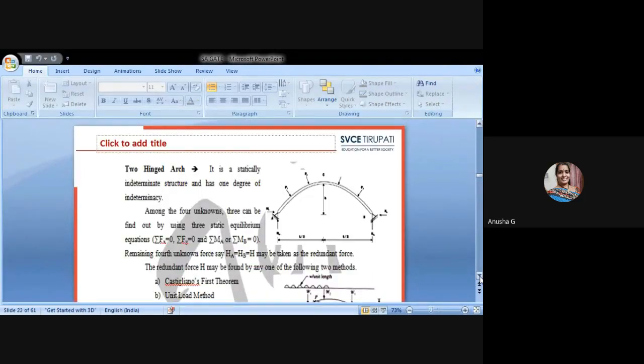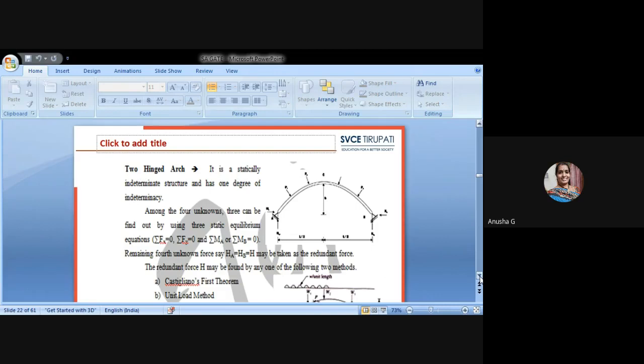So we'll see the two-hinged method. Here in our GATE classes, we are not solving the total problem, only some tips and basics. If you want it clearly, we have to solve using the GATE book, and then we have to solve the previous question papers.